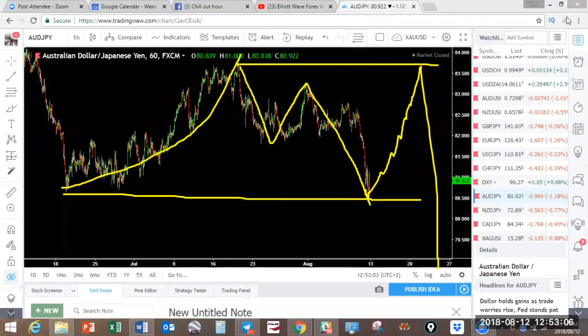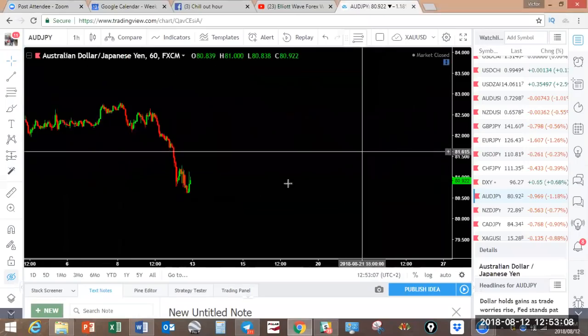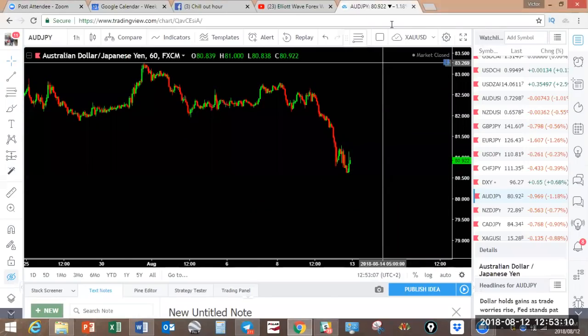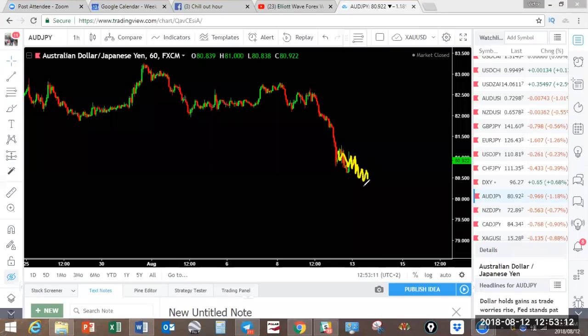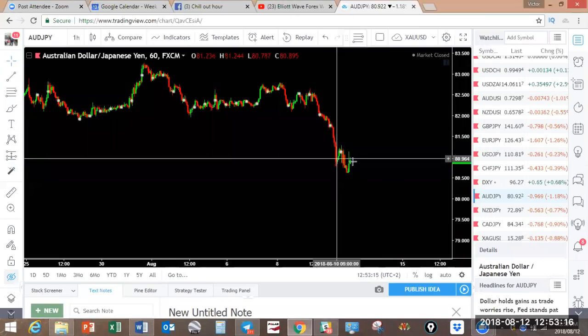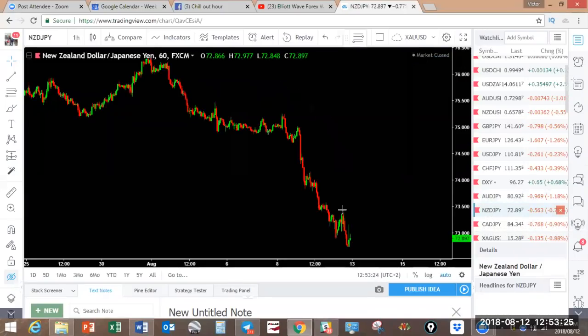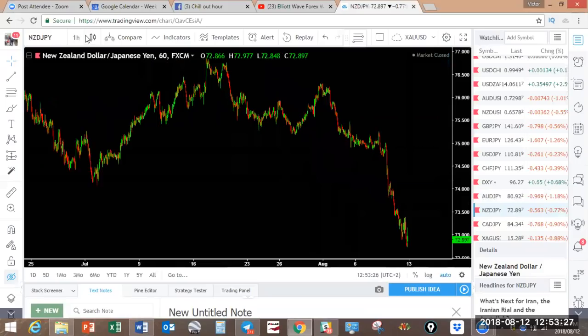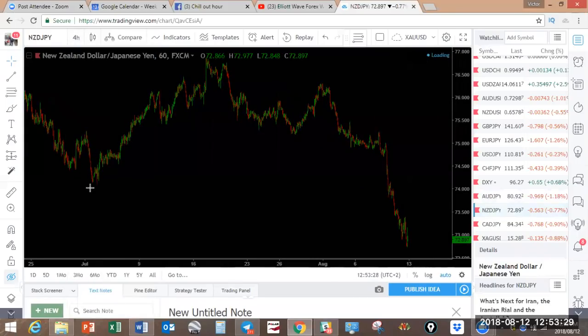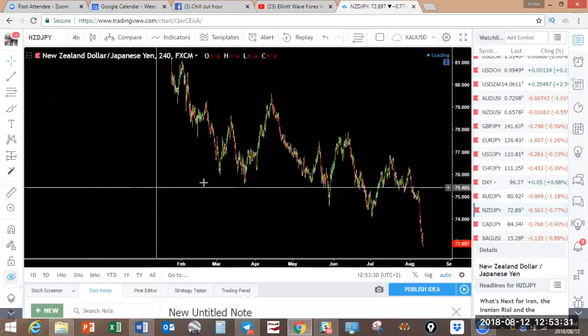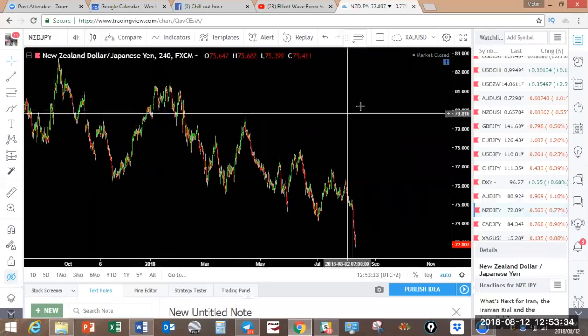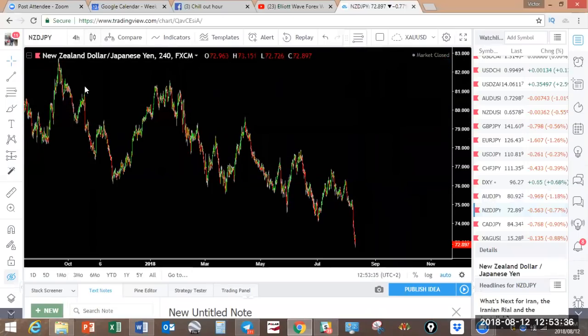All right, so let's just look at that. We are already on the 1 hour, so this can give you that bounce. You can start getting that bounce and reversal there. Look out for what happens there. That's AUDJPY. New Zealand JPY, similar structure. Let's just go back to the 4 hour. Let's go daily.